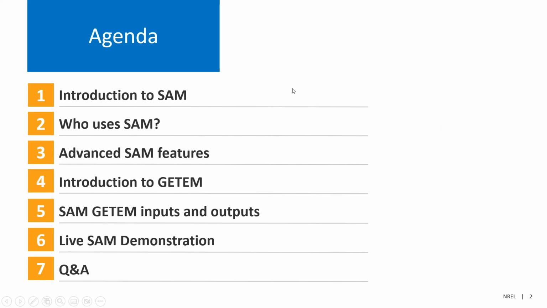Agenda for today. First, I'll be giving an introduction, for those who aren't familiar, into what the System Advisor Model, or SAM, is. An idea of what the user base for SAM is, and some advanced features that make SAM such a useful tool for evaluating renewable energy projects. And then I'll get into an introduction of the GETEM model and how to use GETEM in SAM in our slideshow presentation before going into a live demonstration of our SAM software and some of the key inputs and outputs of that model, while saving plenty of time at the end for Q&A and discussion.